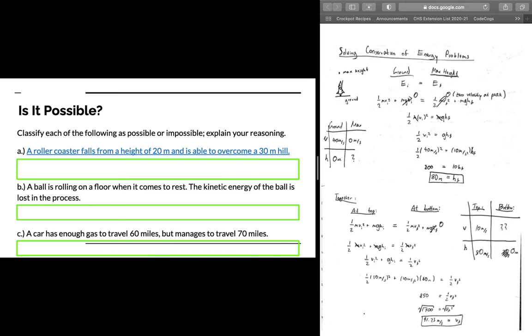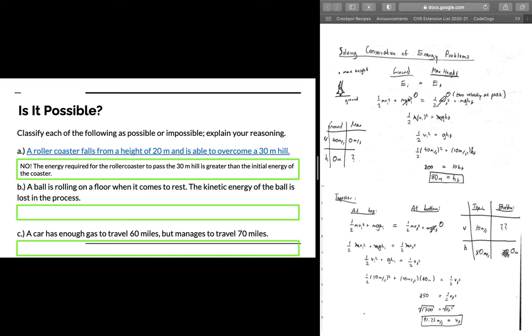So we can never exceed that total amount of mechanical energy. As a result, we can never exceed the 20 meters, because that means we'd have more energy available to us than we started out with. And if there's no outside forces doing work or adding energy to the system, then that's not possible. We can't exceed the initial amount of energy we have. So as a result, we cannot pass the 30-meter hill, because the energy required to overcome a 30-meter hill is greater than the initial amount of energy the roller coaster has.